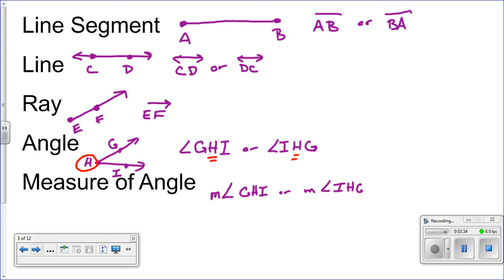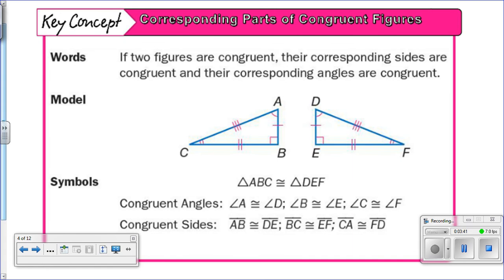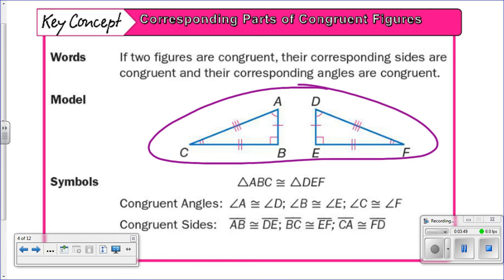Okay, let's go right into what I'm talking about here today. We're going to look at corresponding parts of congruent figures. So we're going to take two figures like this right here, and what I'm going to have you do is just make a statement that these two things are equal in size and equal in shape, meaning they are congruent. These are the symbols that we're actually going to be using today. This is a triangle symbol, which means that this triangle ABC, that's this one, is congruent to triangle DEF.